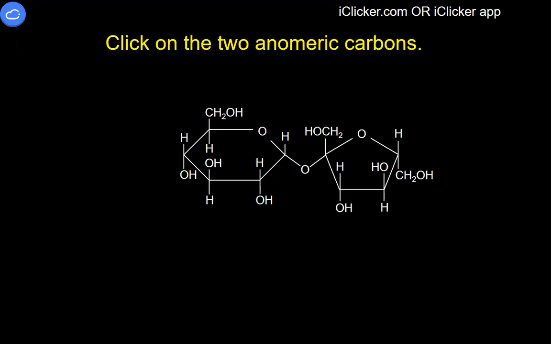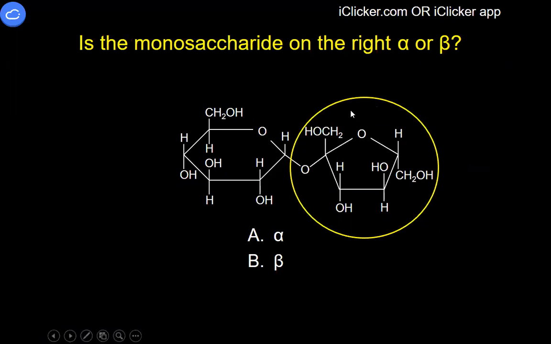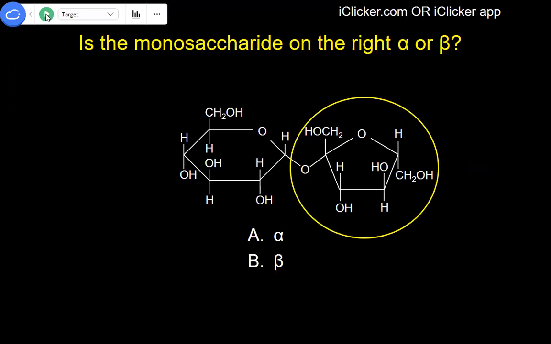Okay. So now, for the next question, I want you not to talk to anybody else. You have to answer this next question on your own. No discussion. So I told you where the anomeric carbons are. Now, for this one on the right, simple 50-50 choice. Is this alpha or beta? Go. No talking.